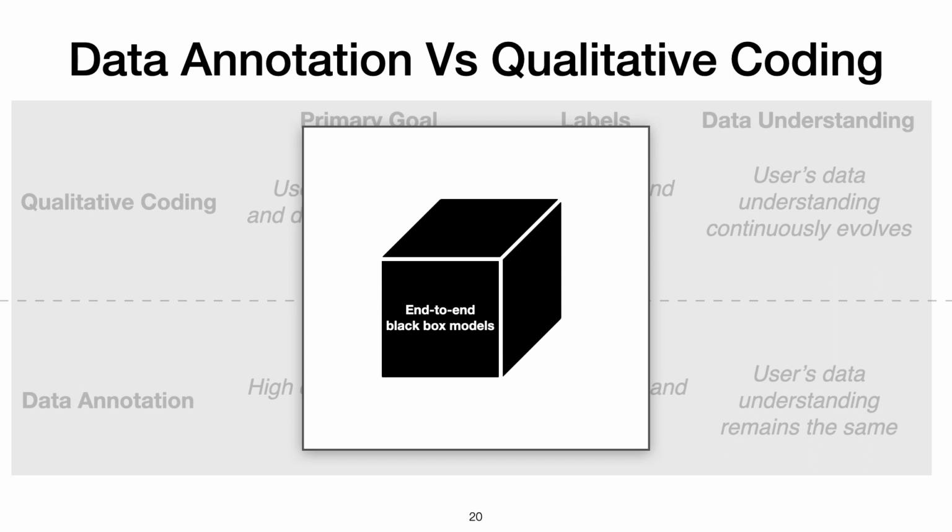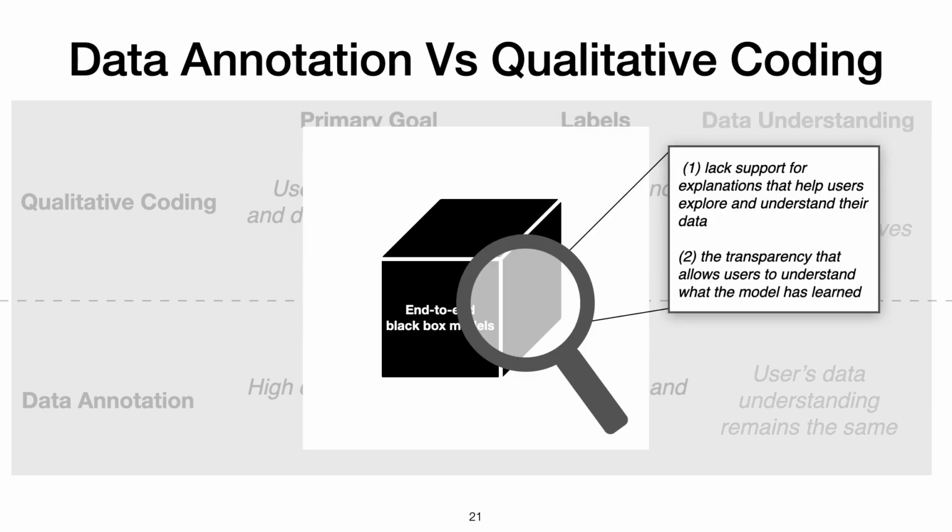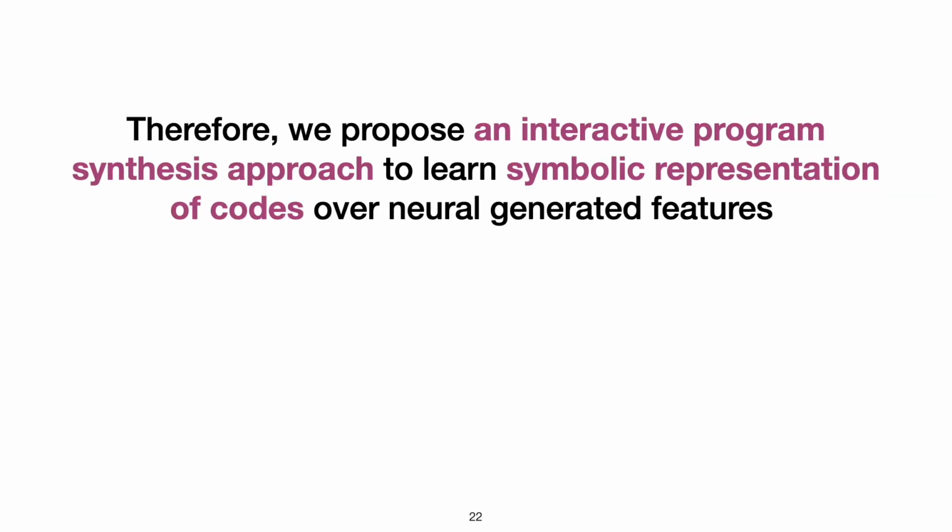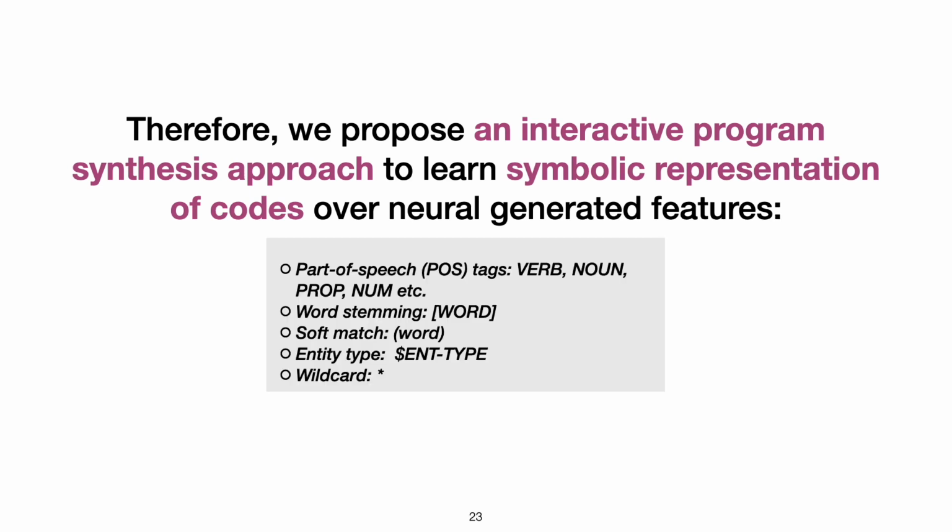Now, this raises another question. Why not just use an end-to-end black box model for qualitative coding? Well, that won't work because one, they lack the support of explanation that users can use to explore and understand their data, and secondly, they lack the transparency to allow users to understand the model. To address these concerns and expectations, we propose an interactive program synthesis approach to learn symbolic representation of codes over neurally generated features, including part-of-speech tags, word stemmings, soft matches, entity type tags, and wildcard.